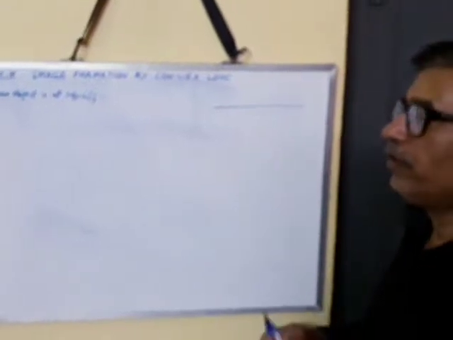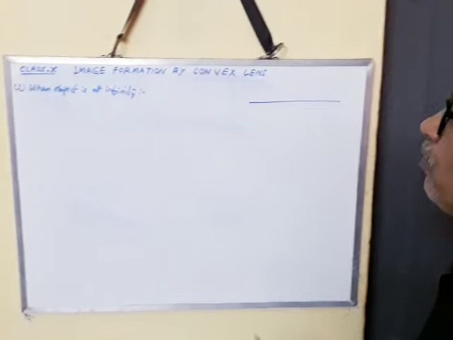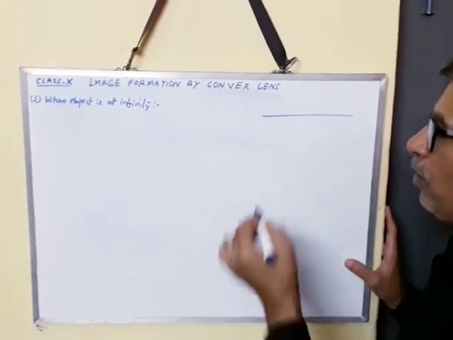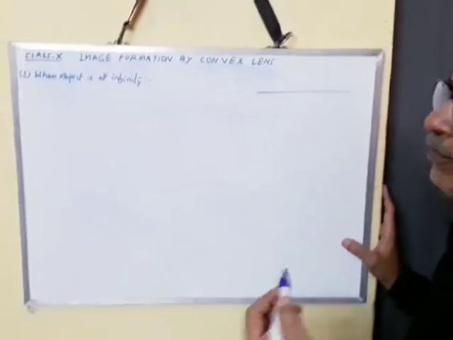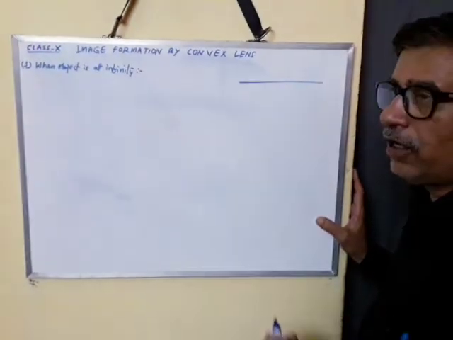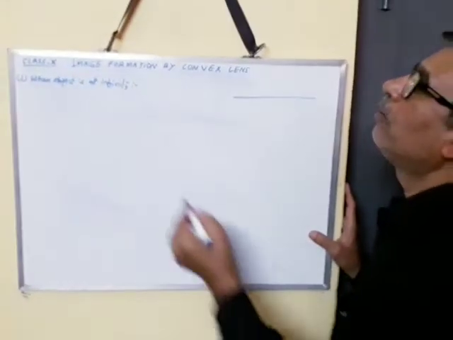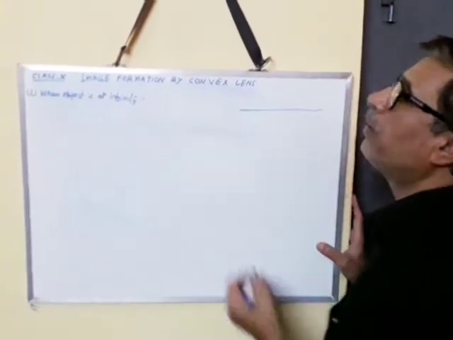Hello students, in this video I would like to describe the image formation by a convex lens. We will put the object in different positions and, with the help of the ray diagram, see how the image is formed and what its nature is. First of all, when the object is at infinity.